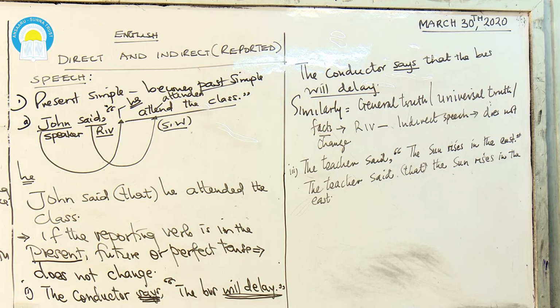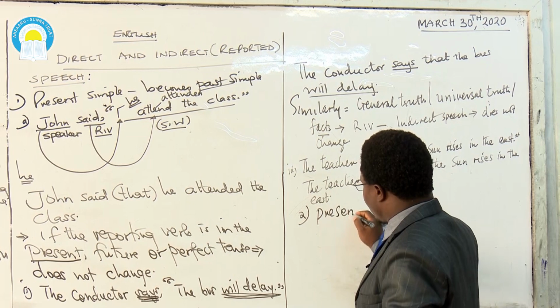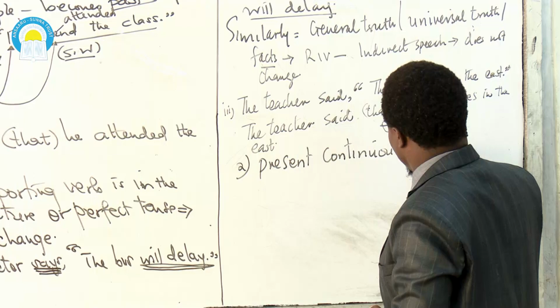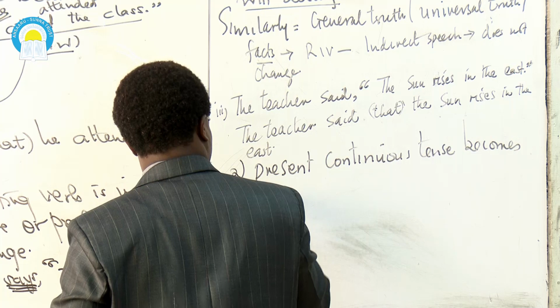Rule number two: present continuous tense becomes past continuous tense.